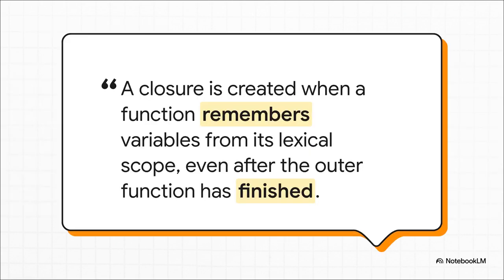This is a closure. The inner function basically formed a bond, a closure, over the scope of the outer function. It packed up all the variables it might need from its parent, in this case the secret variable, and carried them with it in a sort of memory backpack. So even when the parent function is long gone, that inner function still has its backpack full of variables.